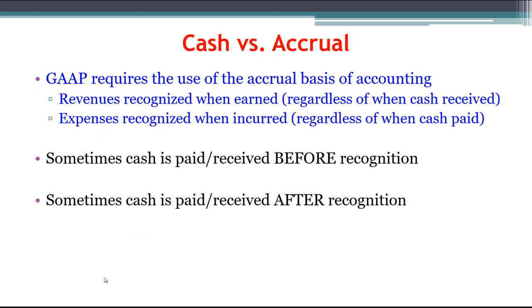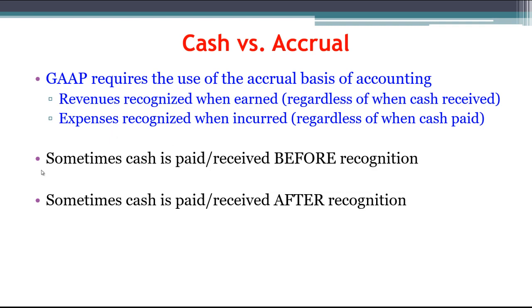So before we get any further, let's talk about the difference between the cash basis of accounting and the accrual basis of accounting. With cash basis, we're basically recording both revenues and expenses when the cash changed hands. With the accrual basis of accounting, the cash changing hands doesn't matter. It's when did we earn the revenue, regardless of when we received it, and when did we incur the expense. In other words, when did we use up that underlying benefit, regardless of when the cash was paid. GAAP, generally accepted accounting principles, requires the use of the accrual basis of accounting.